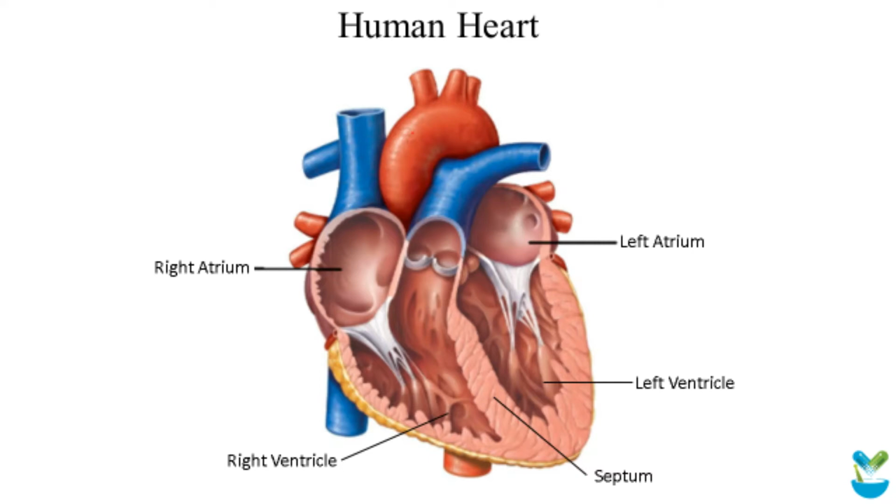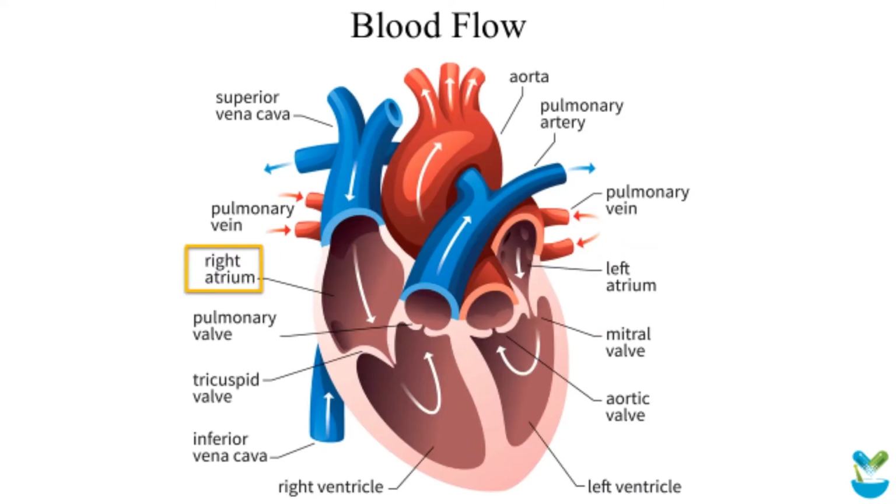We'll explain the blood flow in the heart, or the heart cycle. So we'll start from the right atrium and we'll finish the cycle here. The right atrium receives deoxygenated blood from the body. Superior and inferior vena cava bring deoxygenated blood from the whole body organs to the right atrium.